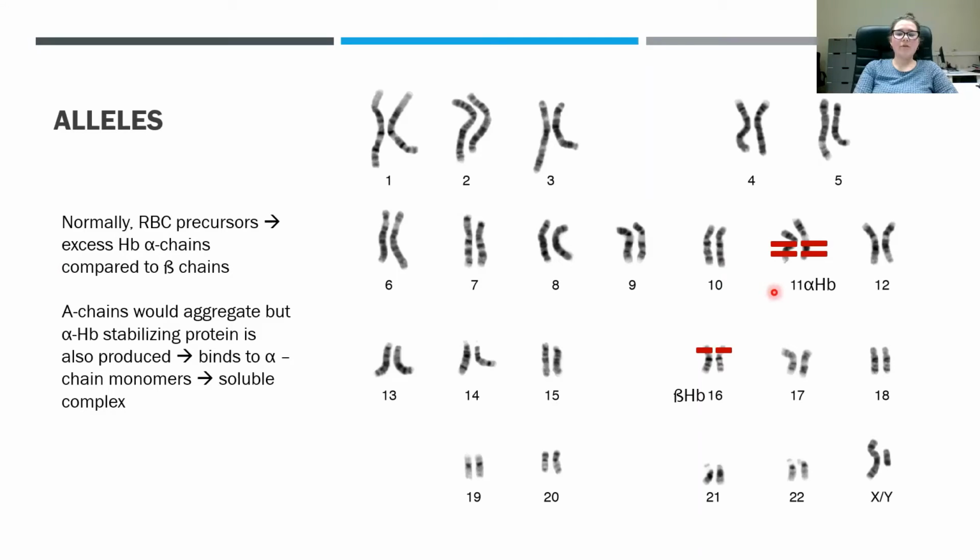If that were the case, then with an excess of alpha chains and normal levels of beta chains, alpha chains would aggregate. But we have alpha hemoglobin stabilizing protein that is quite abundant in our blood, and this protein binds to alpha chain monomers and forms a soluble complex, so that we go around this problem and we have normal hemoglobin because of that stabilizing protein.